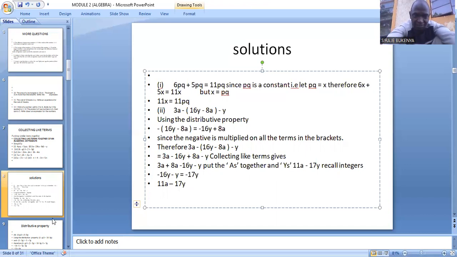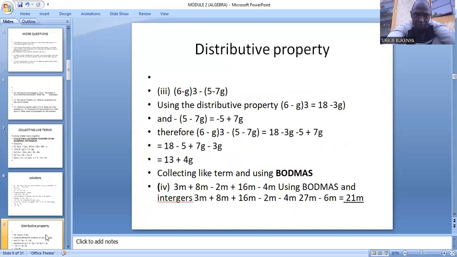So you can do more, as you see. 6 minus, in brackets, 3 minus open brackets 5 minus 7g. So you do the same thing, distribute the 3 in the brackets, and you get 18 minus 3g, and then you can open the other bracket also. The minus goes in that bracket, giving minus 5 plus 7g. Then the whole thing becomes 13 plus 4g.